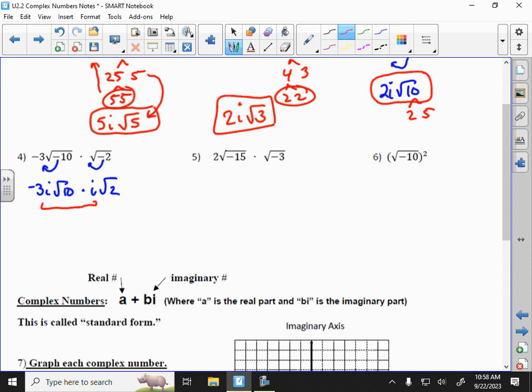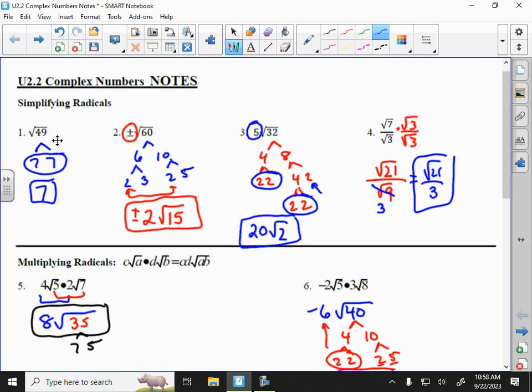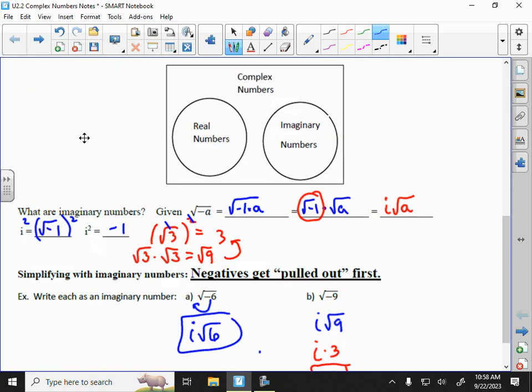So negative 3i times i is actually negative 3i squared, because i times i is i squared, just like x times x is x squared. And then square root of 10 times 2 is 20. All right, now I've got to simplify this. Now, anytime there's an i squared in the problem, we're going to go back and change it because of this rule right here. Anytime we see i squared, that's negative 1.